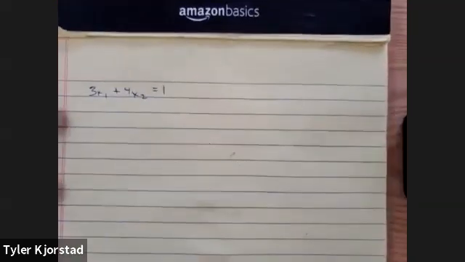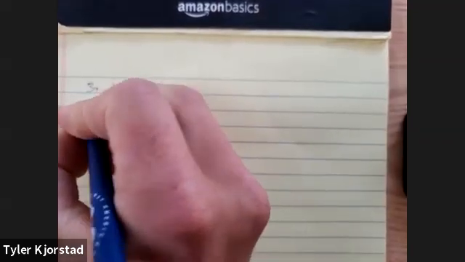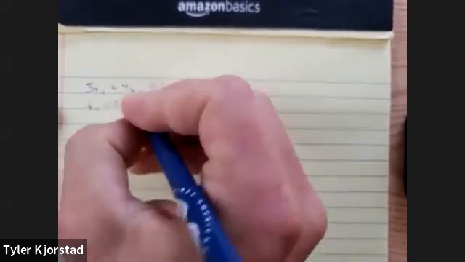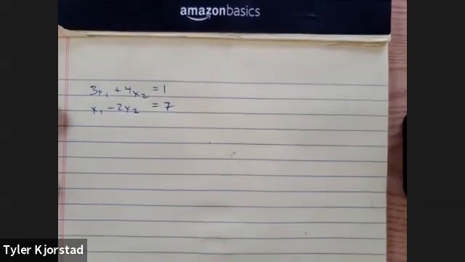So we have this example. We have 3x sub 1 plus 4x sub 2 is equal to 1. It's on the screen, and we have x sub 1 minus 2x sub 2 is equal to 7.